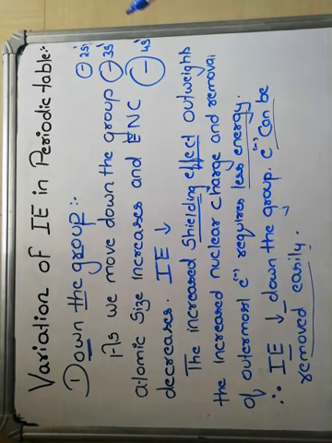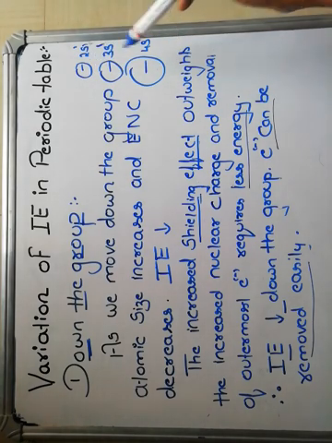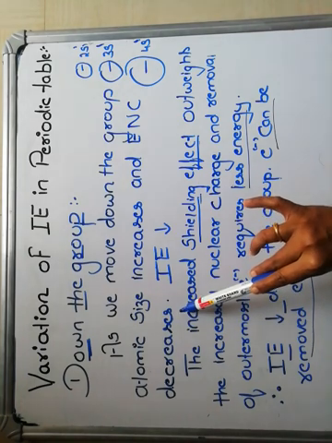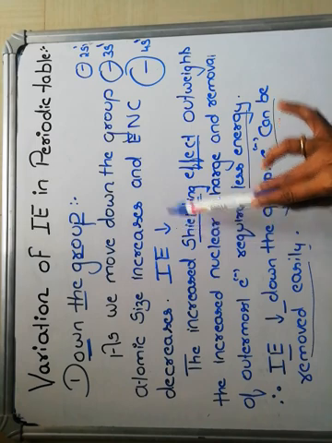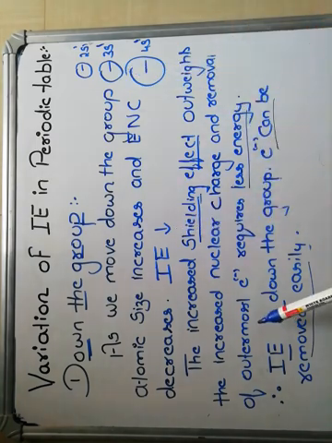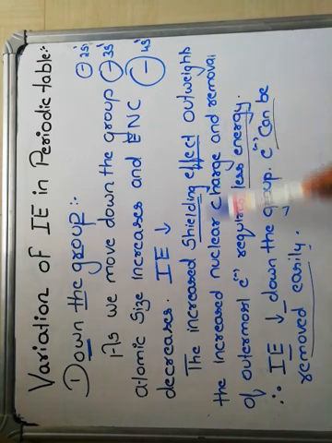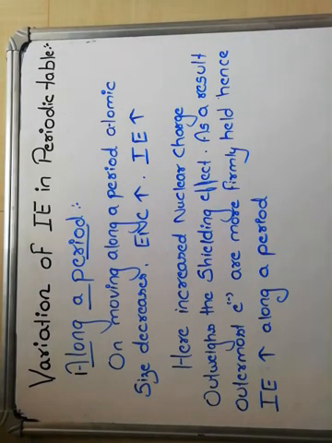To summarize, as we move down the group, the atomic size increases, and the effective nuclear charge will gradually decrease. Therefore, ionization enthalpy will gradually decrease as we move down the group. Or you can also write this: the increased shielding effect outweighs the increased nuclear charge, and the removal of the outermost electron requires less energy. This also you can write.